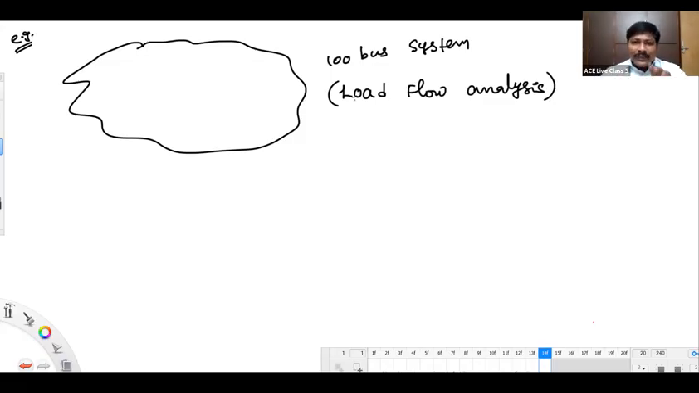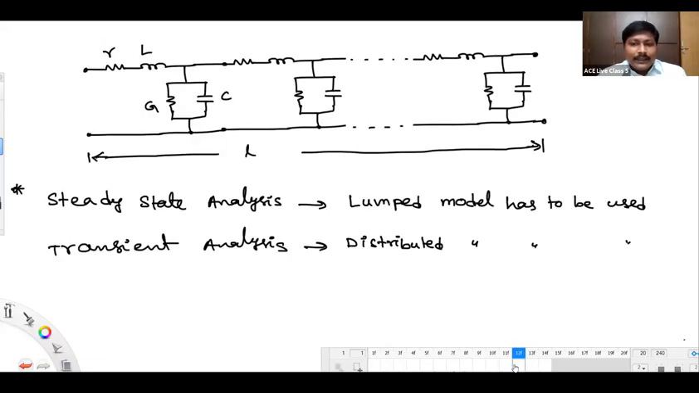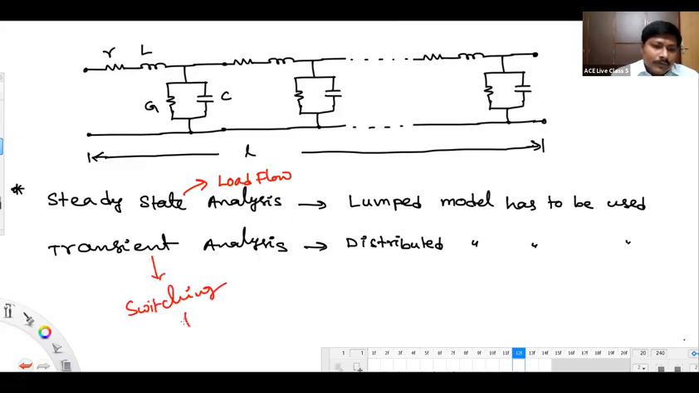One thing I want to tell you before moving into this: we said steady state analysis, transient analysis, right? One of the best examples for steady state analysis is load flow. One of the best examples for transient analysis is switching transient analysis. Okay, let's move ahead.